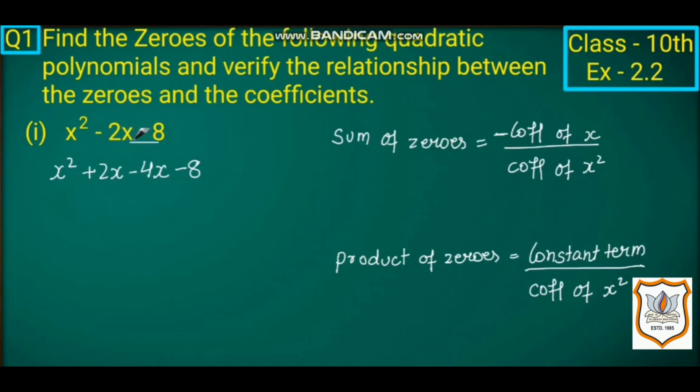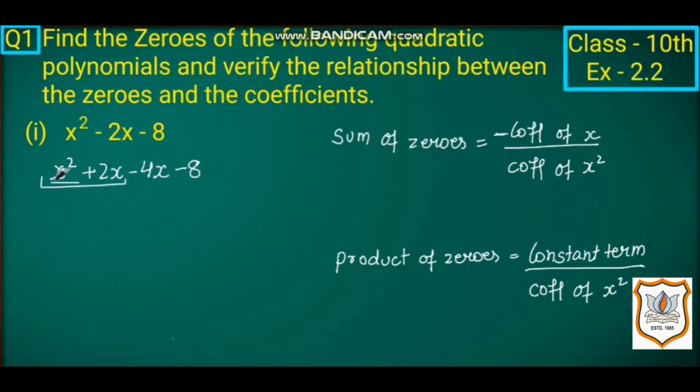First we have to split the middle term. In the middle term we have minus 2x. We can write minus 2x equals plus 2x minus 4x. So our next step becomes x square plus 2x minus 4x minus 8. And we have a formula: sum of zeros equals coefficient of x upon coefficient of x square.